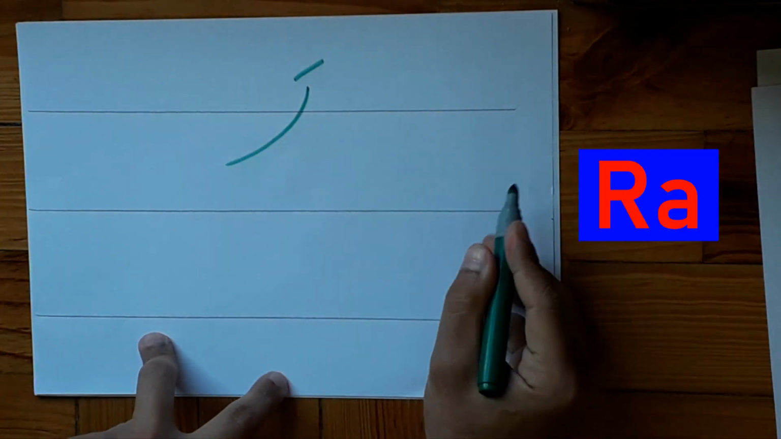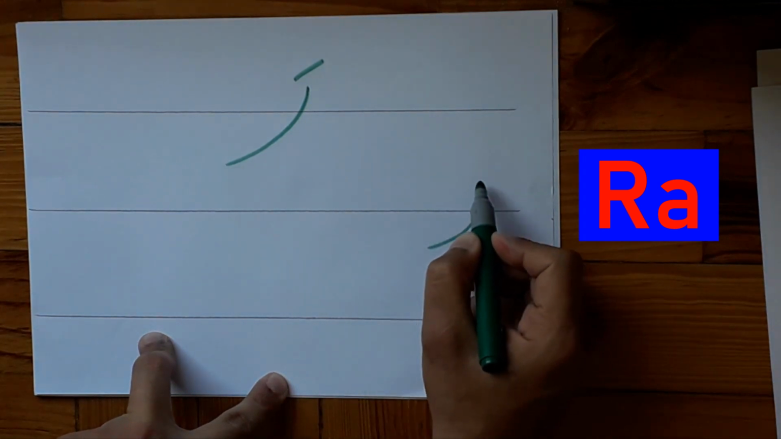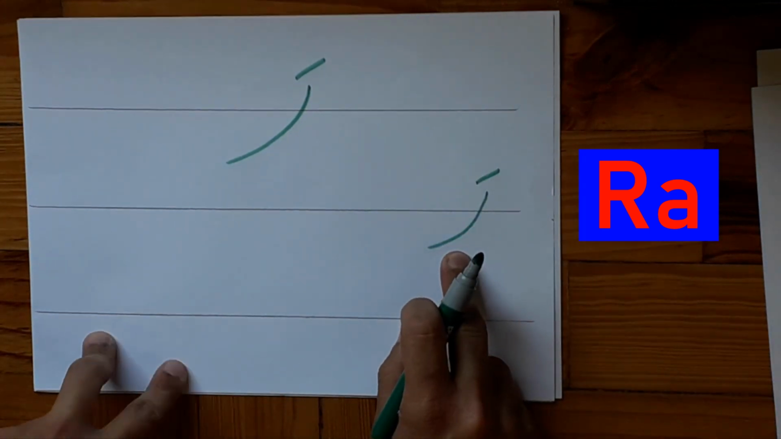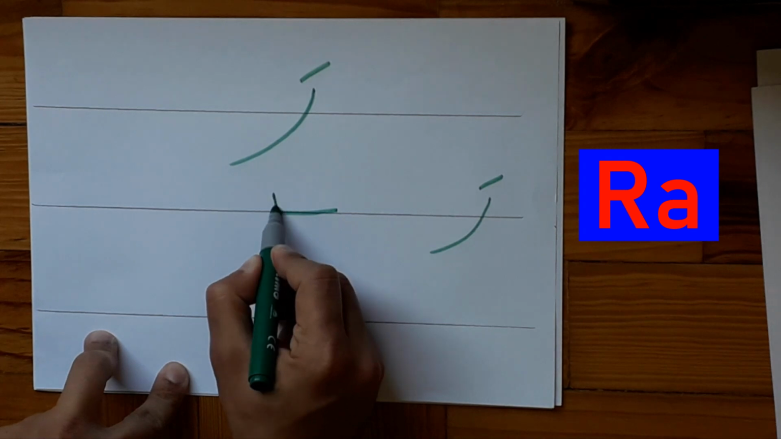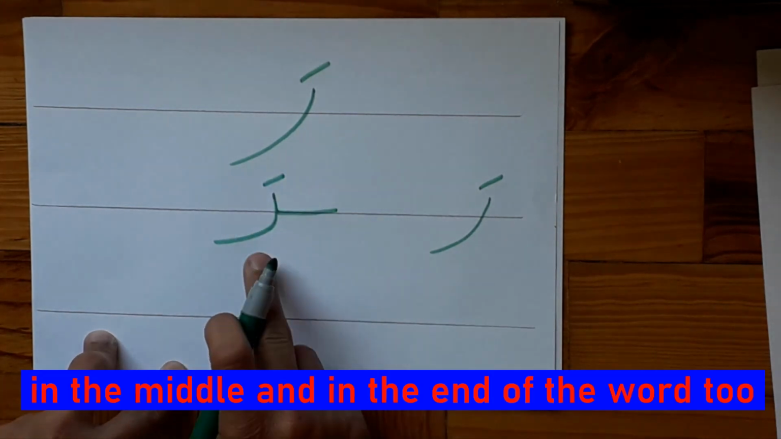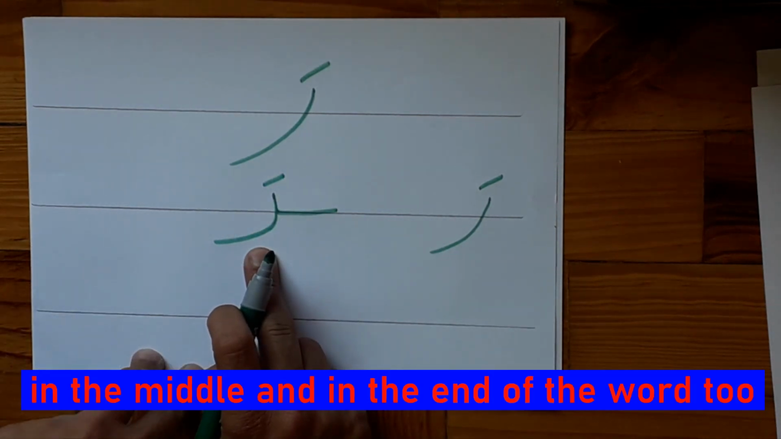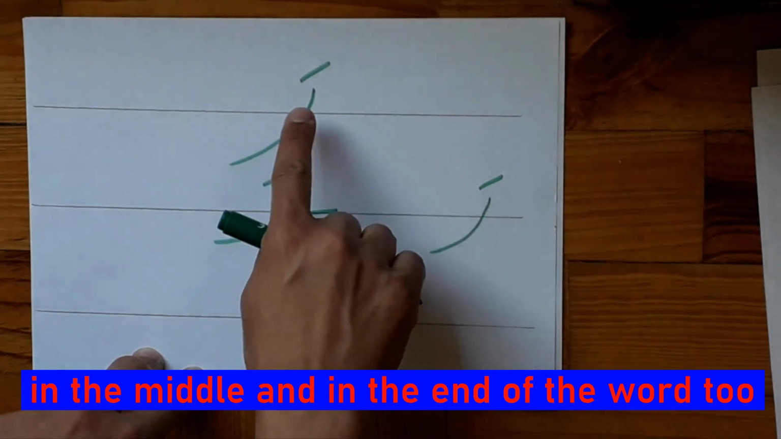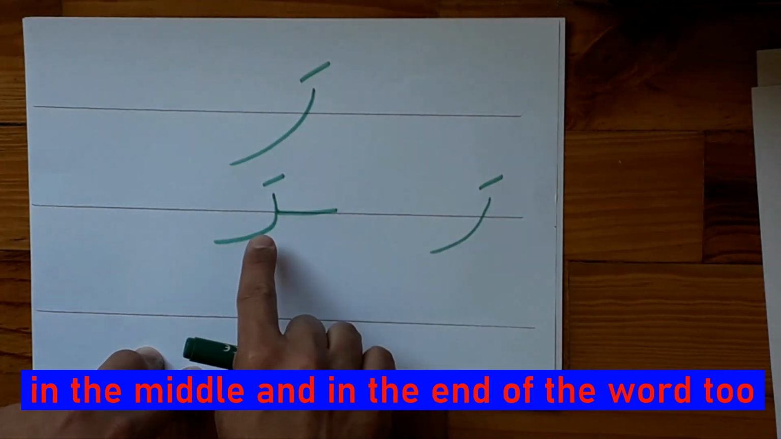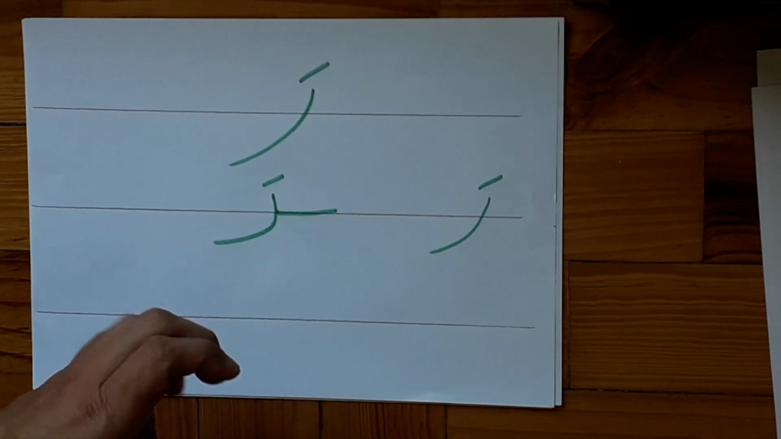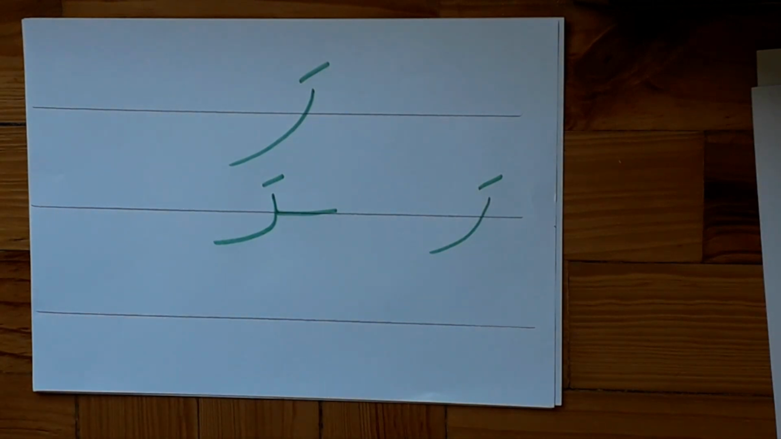Okay, let's move to the second letter. Ra. In the beginning of the word, ra. In the middle of the word, ra. Okay, so the same, ra, ra, ra. Let's make some words out of them.